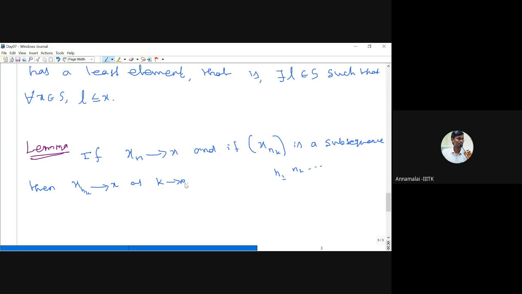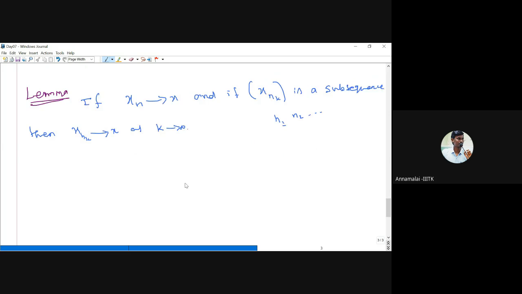Similarly, this is another important theorem: existence of a monotone subsequence. Given any sequence, we can always find a monotone subsequence. Monotone means either an increasing or a decreasing subsequence. The sequence itself may or may not be increasing or decreasing, but we can find a subsequence which is monotone. That is a very important result.